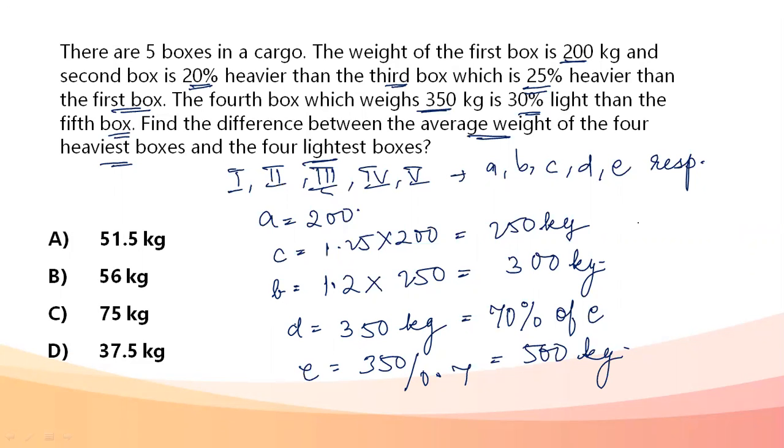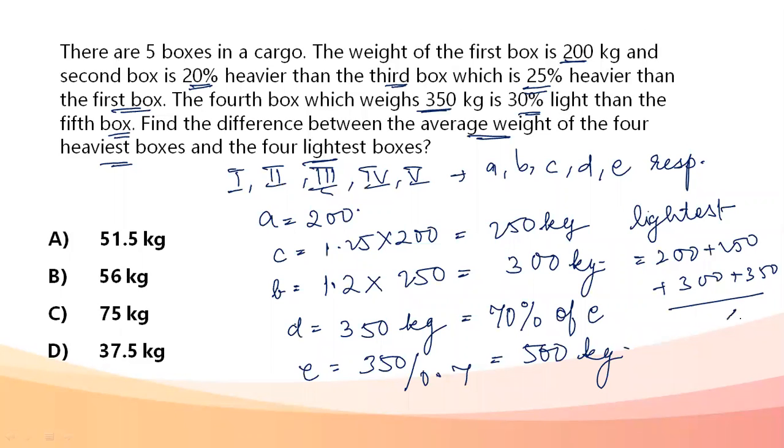Average of the lightest four. Lightest means the least four values. It is 200 plus 250 plus 300 plus 350, divided by 4, which comes out to be 275 kg. Okay, now the average weight of the heaviest four.